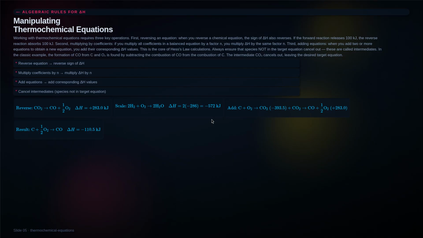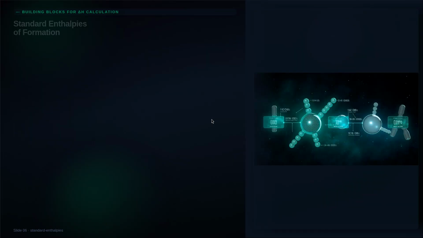Always ensure that species not in the target equation cancel out. These are called intermediates. In the classic example, the formation of CO from carbon and O2 is found by subtracting the combustion of CO from the combustion of carbon. The intermediate CO2 cancels out, leaving the desired target equation.